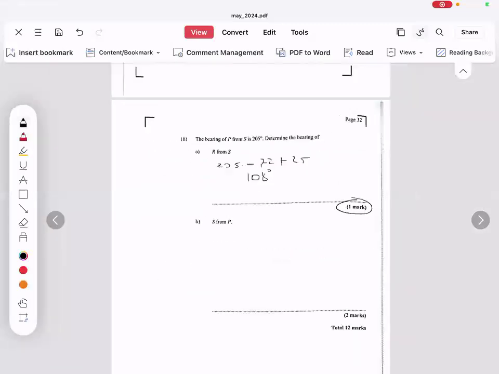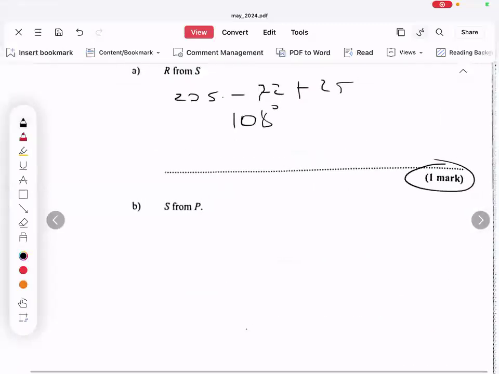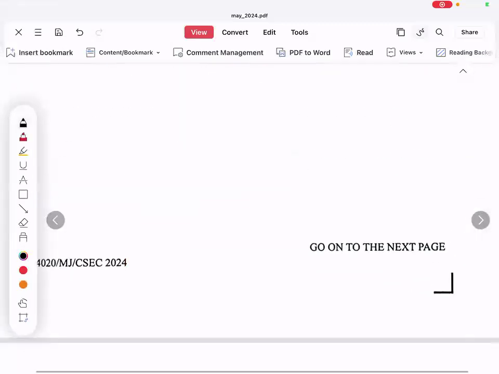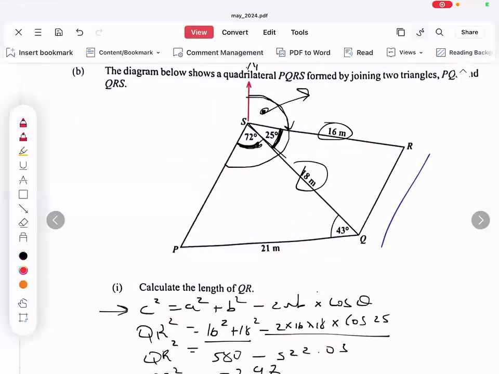And the last one now. Hopefully the last one. Yes, it's the last one, guys. S from P now. So we want to know where S is, but you have to measure it from P. So that means that we need one north line at P. And then we want S from P, so we want to write that so.